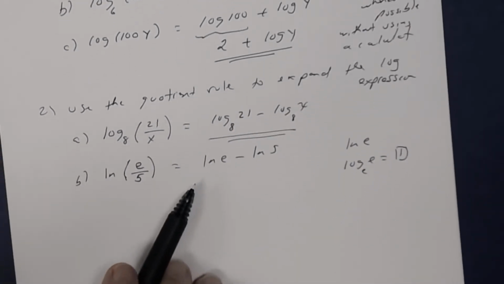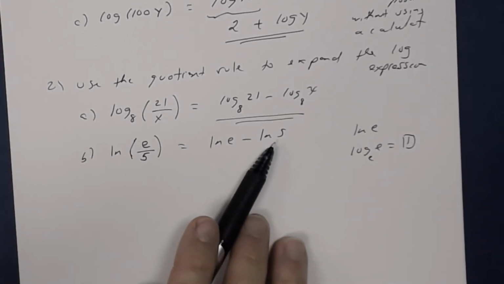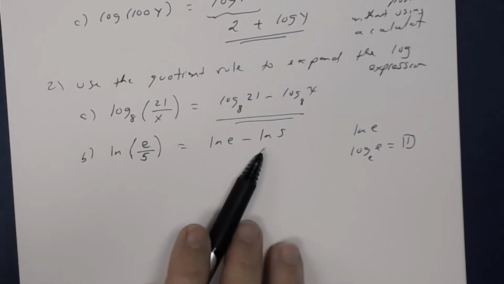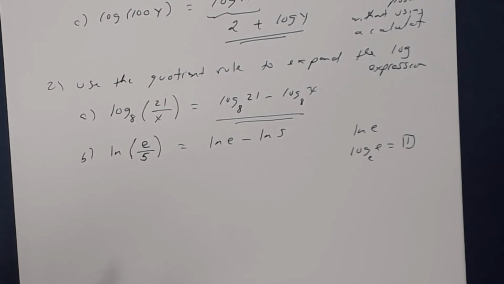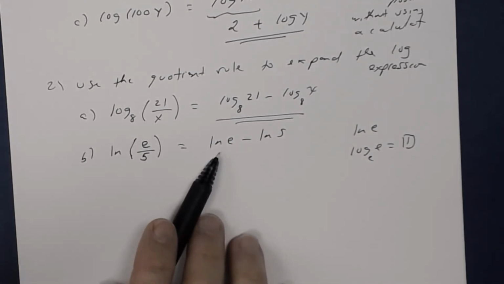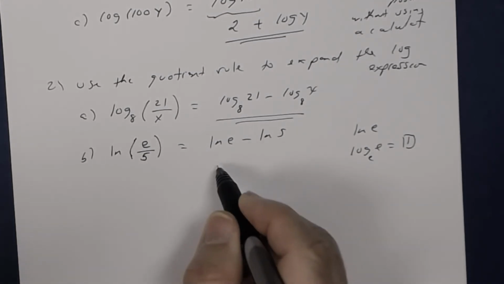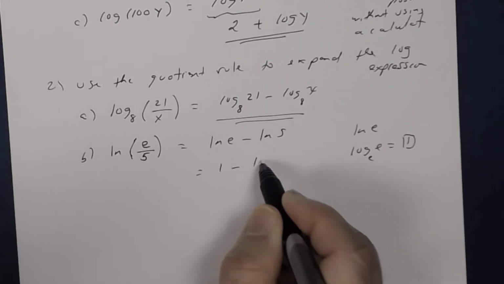So you see how you got to start thinking like this? And then here, you're going to say e to what power is 5? Well, I don't know. I would use my calculator to approximate. That's going to be an approximation. That's going to be an exact answer right here. So that's 1. So it'll be 1 minus natural log of 5.